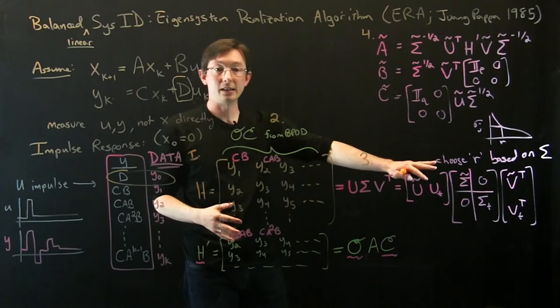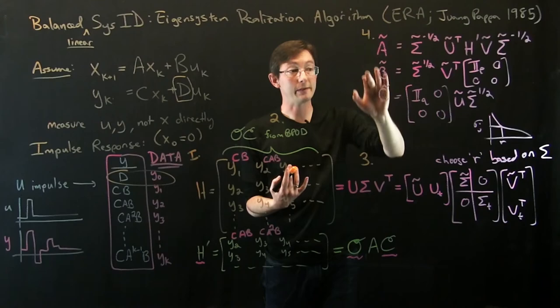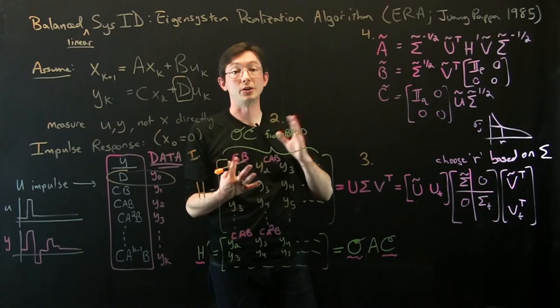And this A tilde, B tilde, C tilde is, I mean, very much in the vein of balanced truncation. This is a very good model. It's one of the best models you can get for rank R that describes this system. Okay, and you choose that rank by looking at these Hankel singular values and seeing kind of how many modes are necessary to describe the dynamics.